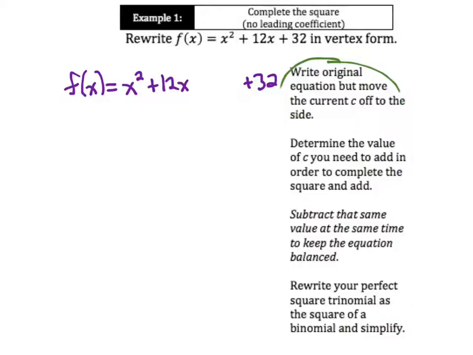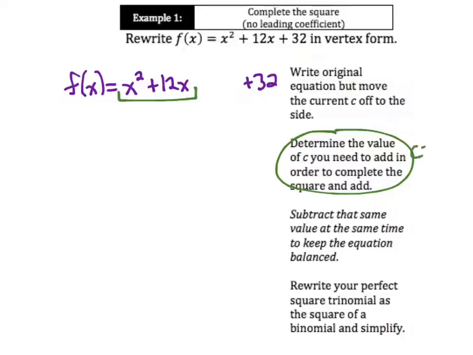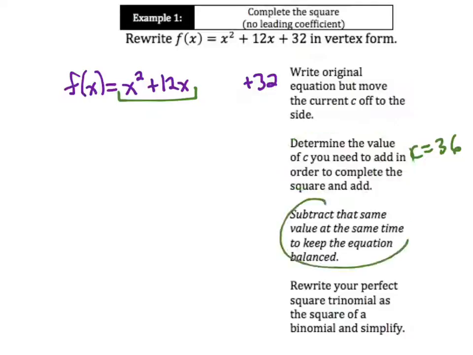Now I'm going to determine what I need to add as my little c, since I'm completing the square here. What do I need to add? Well, I need to add 36. You should know how to get that by now. Half of 12 is 6. 6 squared is 36.